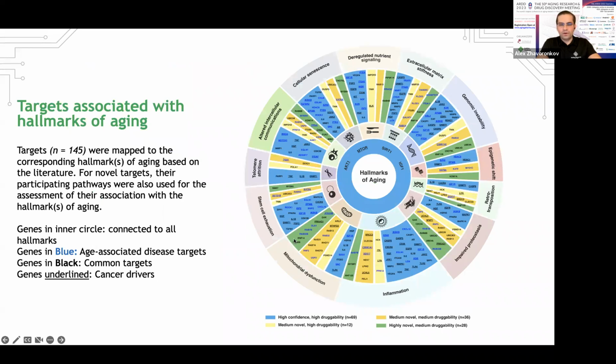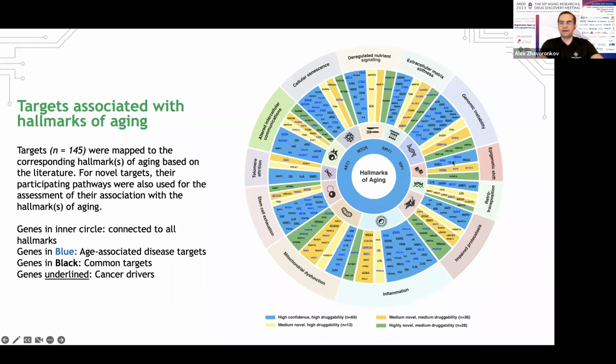And we created this target wheel where the predicted targets are classified into confidence and drugability. Some of them are not novel, so you can actually find some drugs that might already be on the shelf or in human clinical trials for those targets. I can try to pursue an indication that is linked to cellular senescence, for example, extracellular matrix stiffness, etc. Try to test this hypothesis in that specific hallmark. Or you can go for medium novelty and high drugability, and medium novelty, medium drugability. Or you can go high novelty, medium drugability, and create as a biotech a portfolio of those targets and have several shots on goal while still having aging in mind, right?